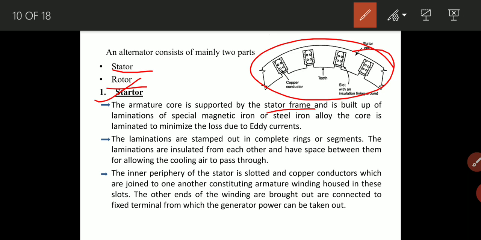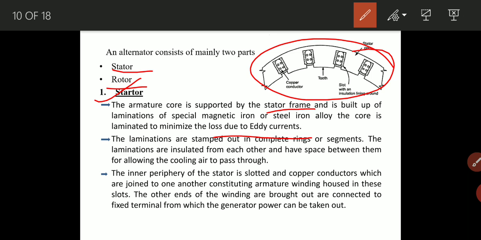The core is laminated to minimize loss due to eddy current. The lamination is done to reduce eddy currents. Here you may face short questions: why is lamination provided in the stator frame? The answer is to reduce eddy current loss.